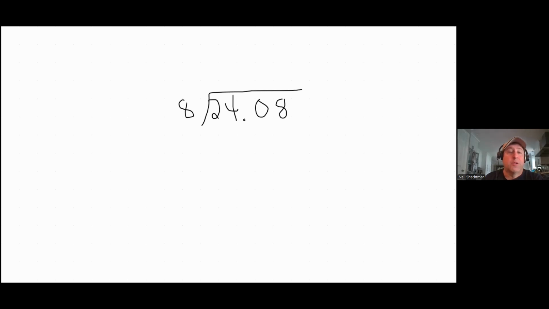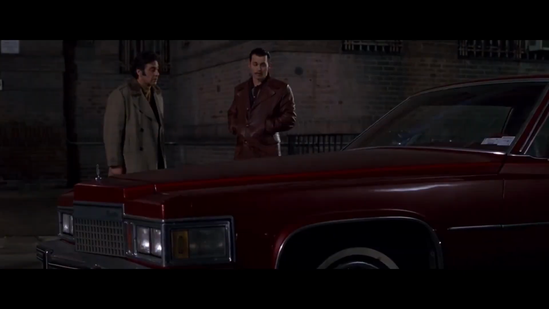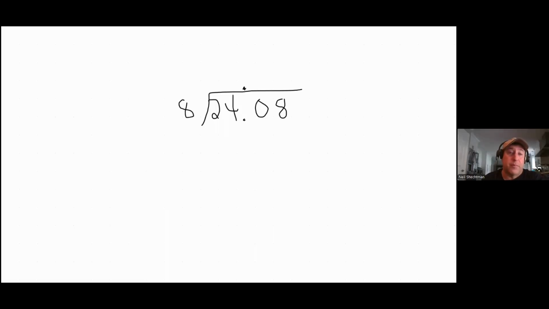There's a common theme here, and I want you to remember this. You're going to bring the decimal point up, and then you're going to forget about it. That's right. You're going to forget about the decimal point once you bring it up.